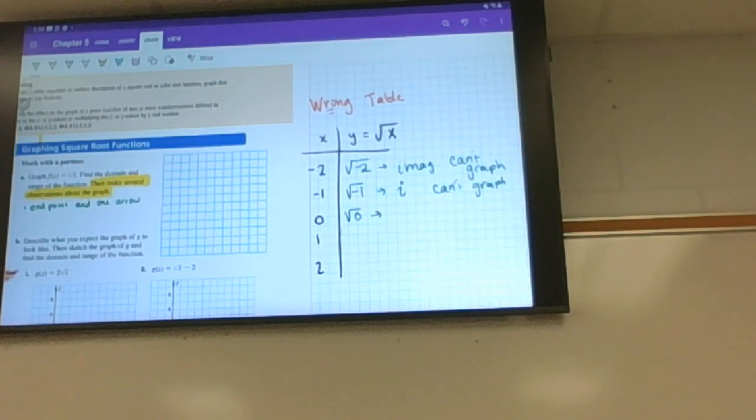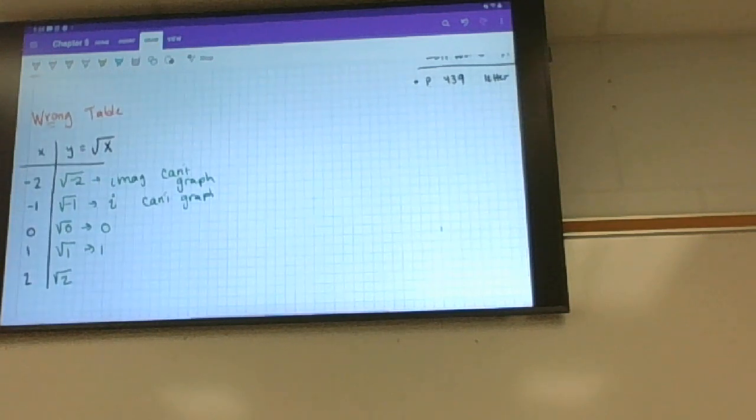Square root of 0. Good. Square root of 1. Good. Square root of 2. All of a sudden I'm feeling like I don't like the square root of 2 either. It's 1.4, and I'm not a big fan of that. I don't want to graph 1.4. So of all these 5 values, there's really only 2 that I think are good. So let's look at the correct table.